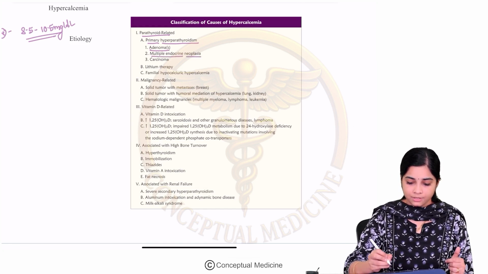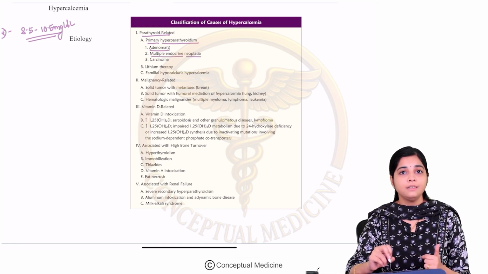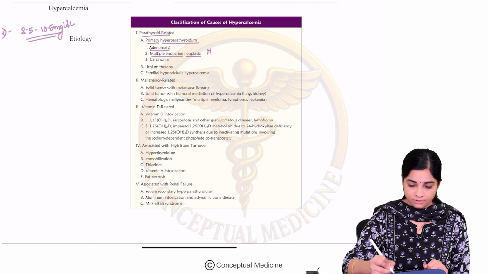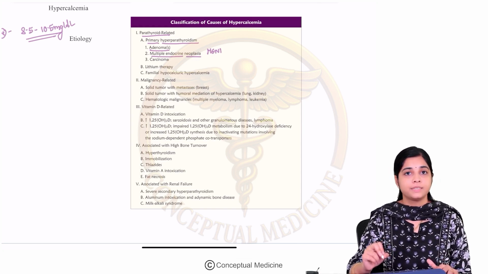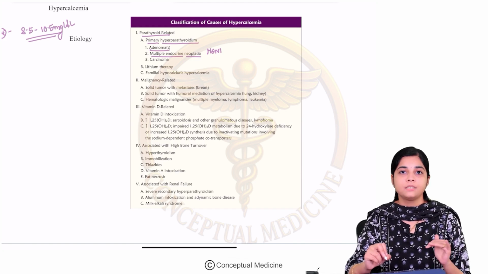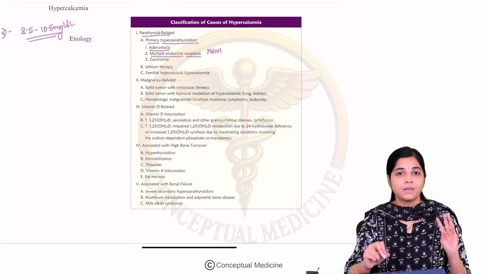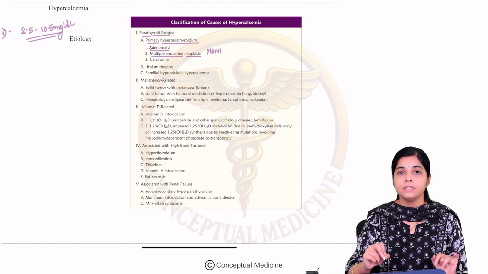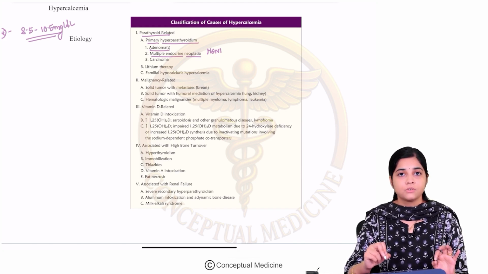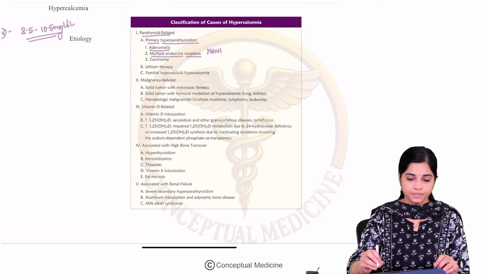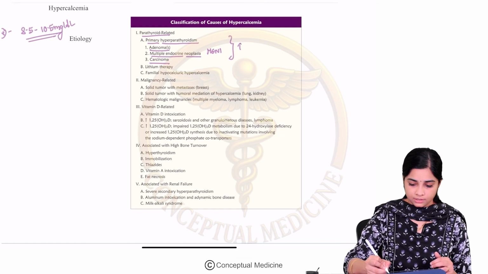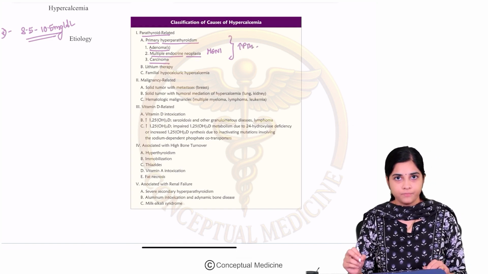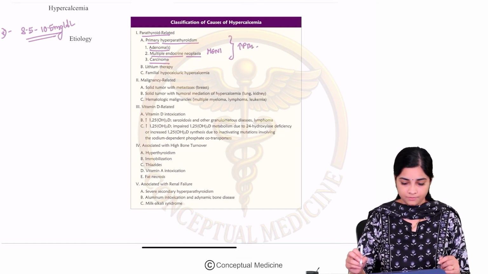Then multiple endocrine neoplasia. This we had already seen. In which MEN syndrome do you have hyperparathyroidism? You have it in your MEN1 syndrome, where there is a genetic defect with which gene? Menin gene mutation. So you remember MEN1 3Ps: parathyroid, pituitary and pancreatic neuroendocrine tumors. So that is your parathyroid adenoma. Sometimes, rarely, you can have a parathyroid carcinoma, and all of these cause increase in PTH. So PTH mediated first we have seen.